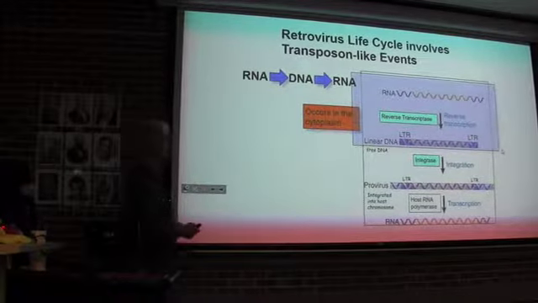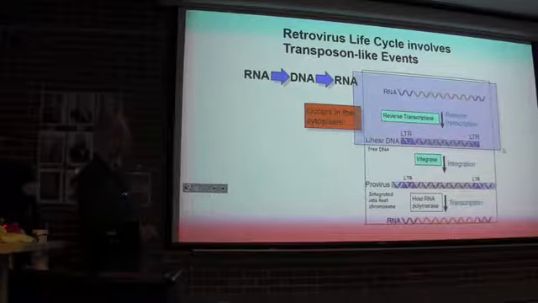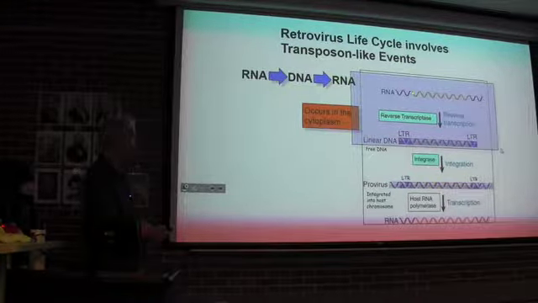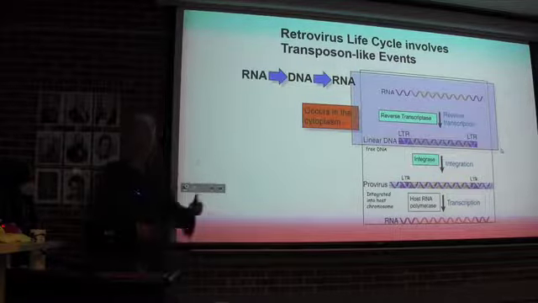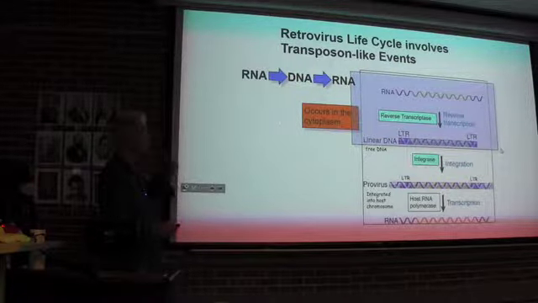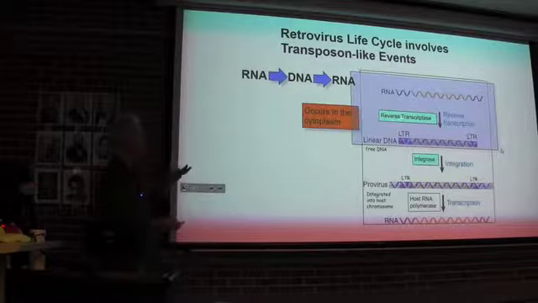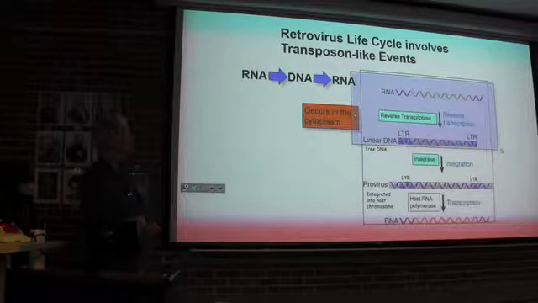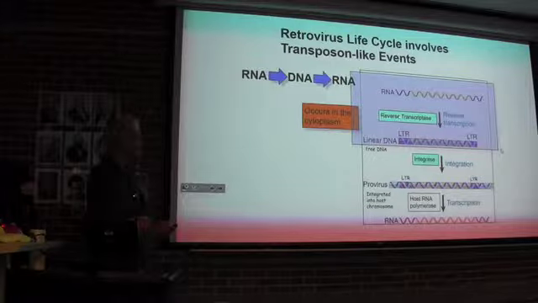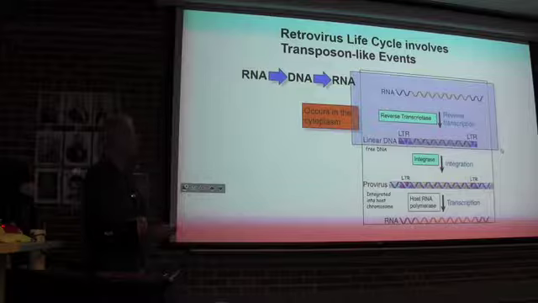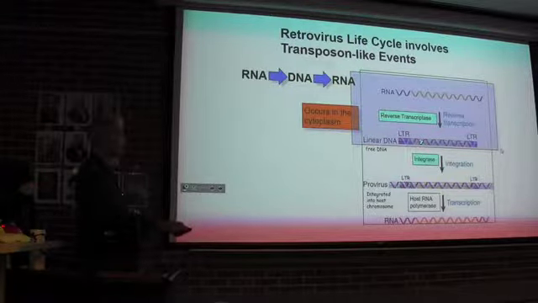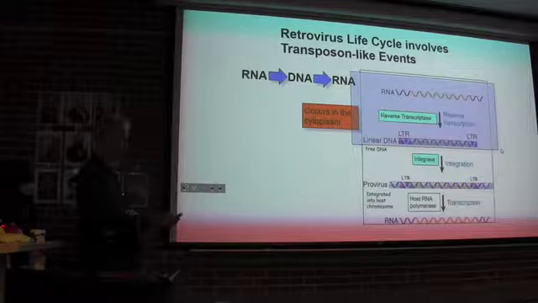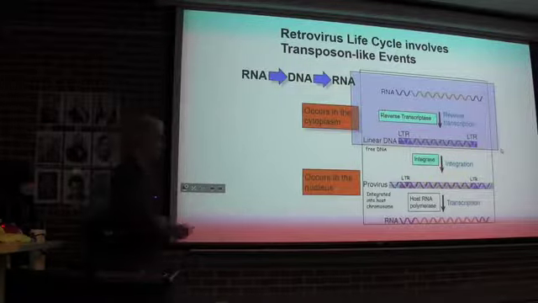This part of the life cycle occurs in the cytoplasm, so you have an RNA that's in the cytoplasm. Either it's from an infectious particle, or if it's a retrotransposon, it's just in the cytoplasm and becomes unpackaged. Reverse transcription, turning that into double-stranded linear DNA, happens in the cytoplasm, and then it gets transferred to the nucleus and insertion.